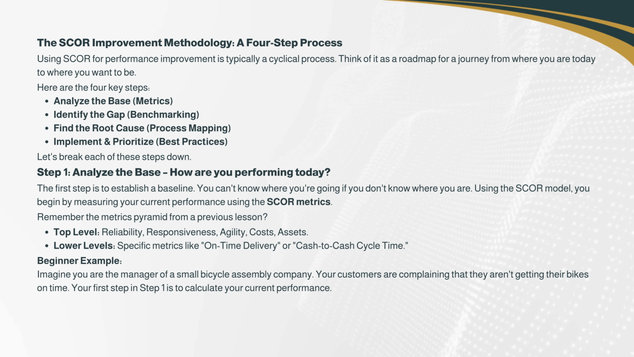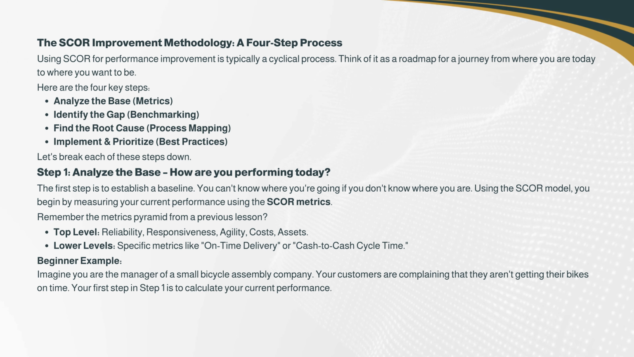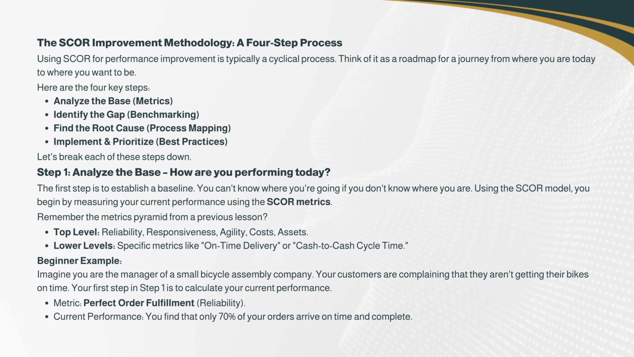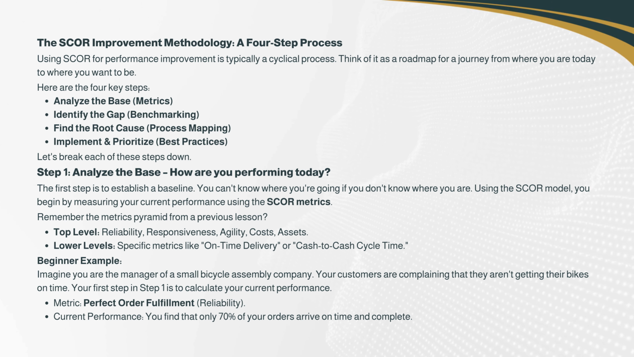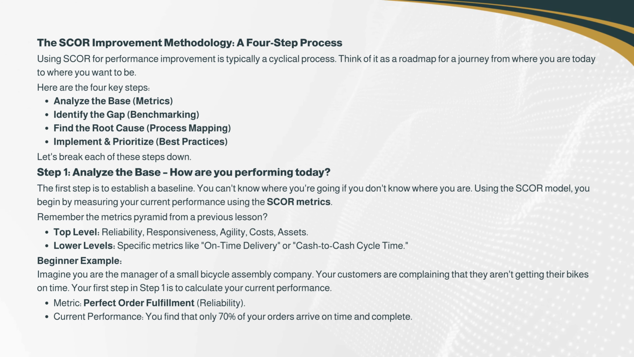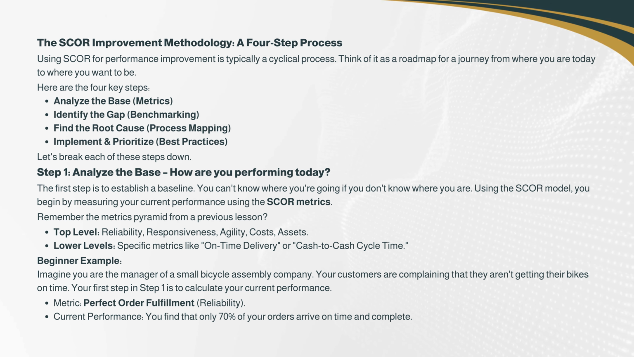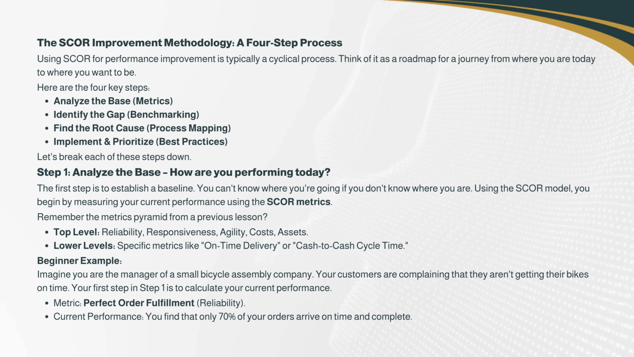Beginner example: imagine you are the manager of a small bicycle assembly company. Your customers are complaining that they aren't getting their bikes on time. Your first step in step 1 is to calculate your current performance. Metric: perfect order fulfillment, reliability. Current performance: you find that only 70% of your orders arrive on time and complete.